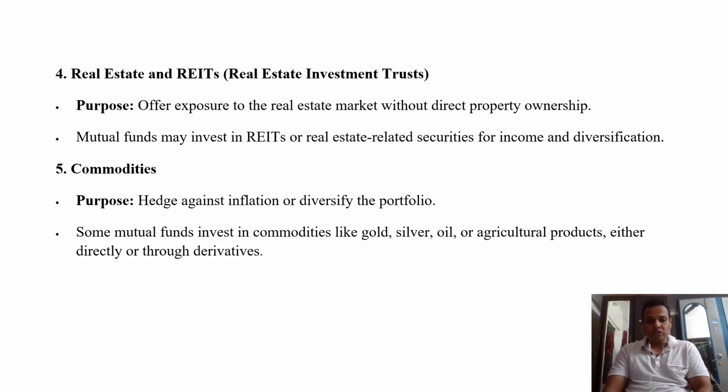Some of the mutual fund investment is in commodities like gold, silver, oil, and agriculture products, either directly or through derivatives. There are people who go for hedging against inflation. There are people who go for diversifying different portfolios. Some might retain the same, some might invest with diversification, some might invest more and more based on the inflation rate. So this is what the example is all about.